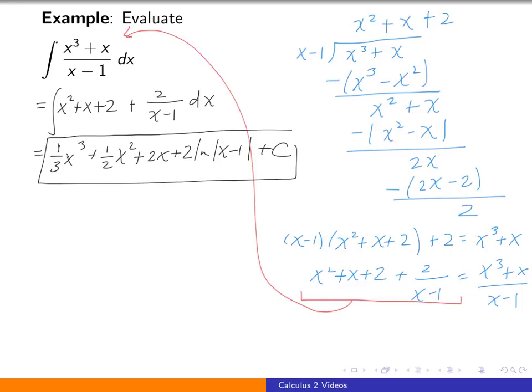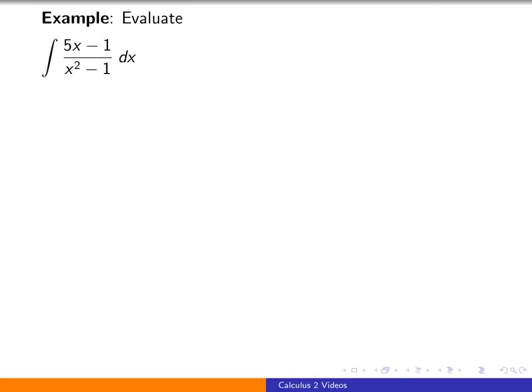So as a reminder, when it comes to integrating rational functions, polynomial over polynomial, if the degree in the top is bigger than or equal to the degree in the bottom, we need to do a polynomial long division. So let's look at an example where we do not need a polynomial long division. In this case, we have a degree 1 over a degree 2. So in order to integrate this, we are going to do a partial fraction decomposition.